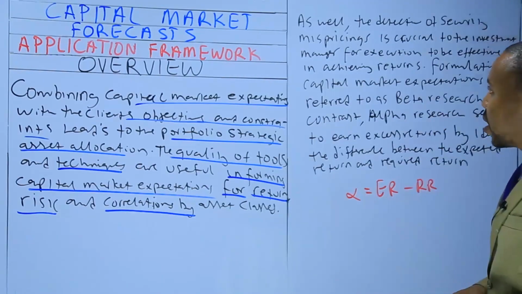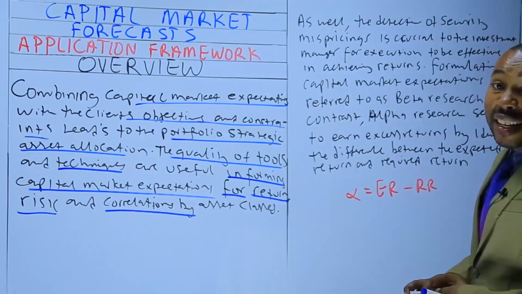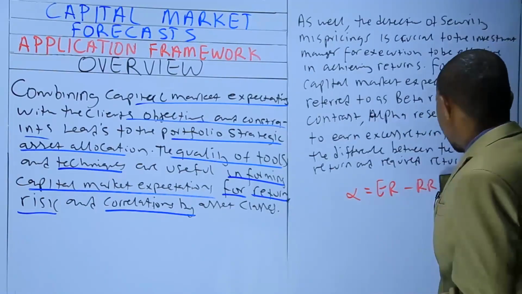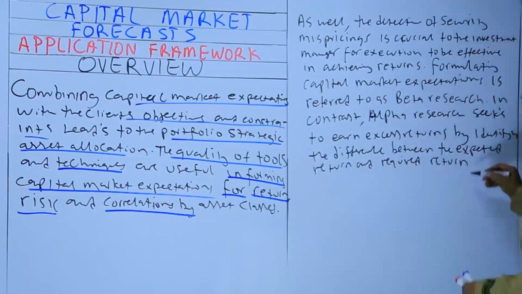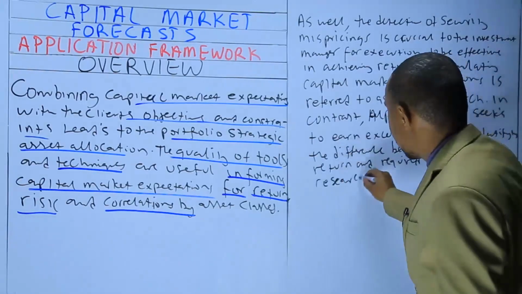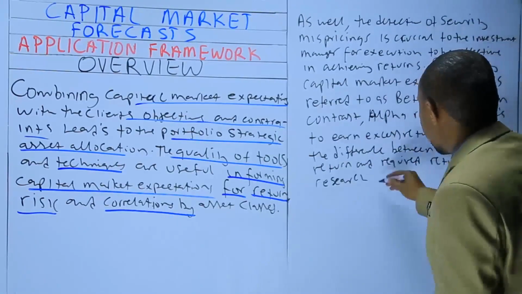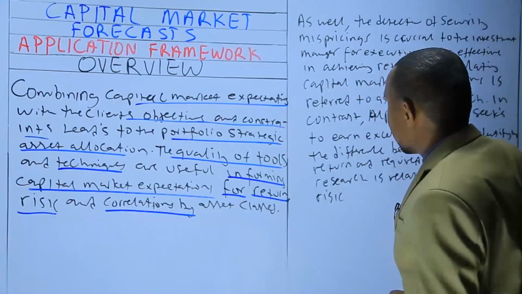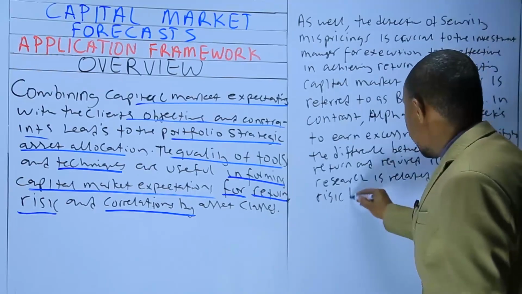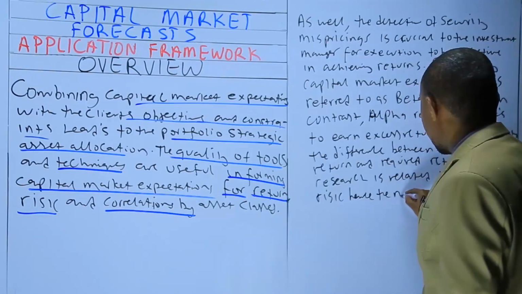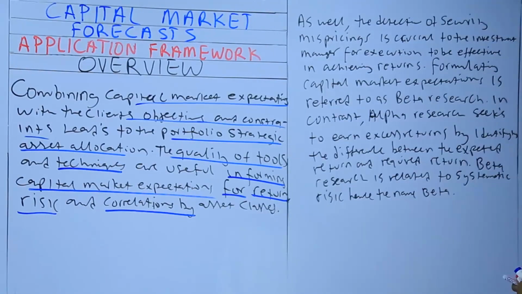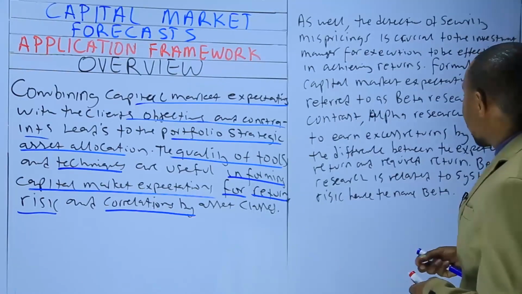We need to explain why it is called beta research: it is related to systematic risk, hence the name beta. So we just recap what we've just discussed here.